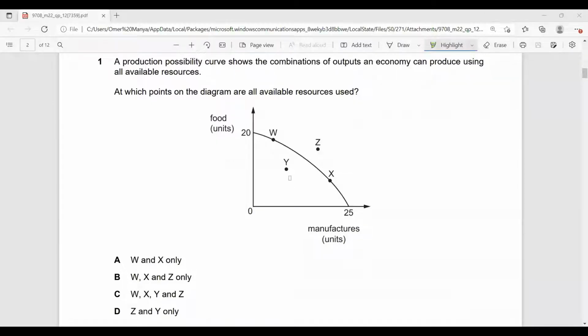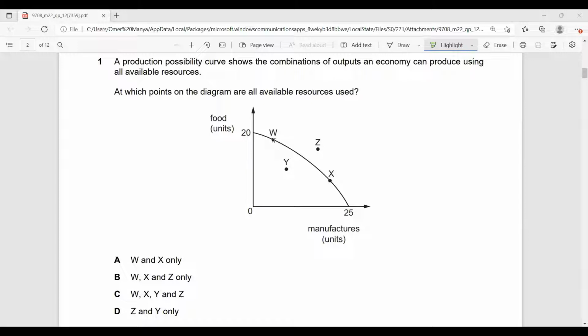I'll walk you through the different points. Point Y here shows a point within the PPC. A point within the PPC indicates that resources have not been fully utilized or that they have not been utilized efficiently. There's still more potential left.